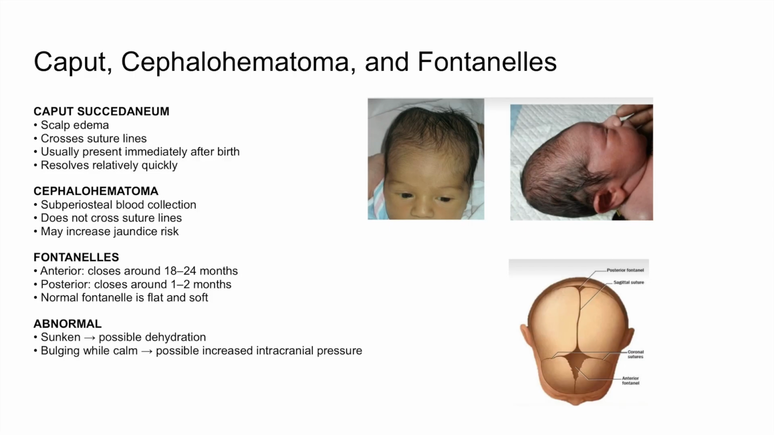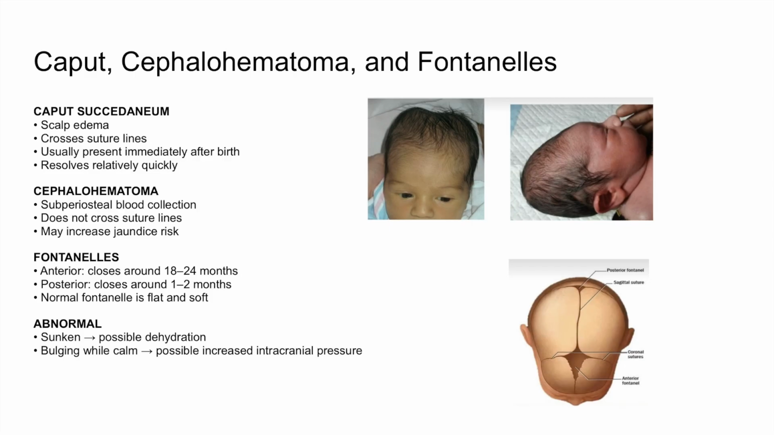A cephalohematoma is blood trapped beneath the periosteum. Since the periosteum is attached at the sutures, the collection remains confined to one cranial bone and cannot cross a suture line. It may become more noticeable several hours after birth and can take weeks to resolve. Breakdown of the collected blood increases bilirubin production, so the infant requires monitoring for jaundice.